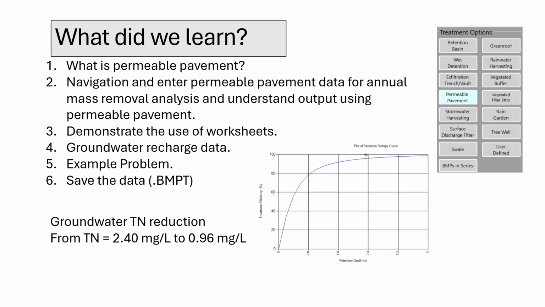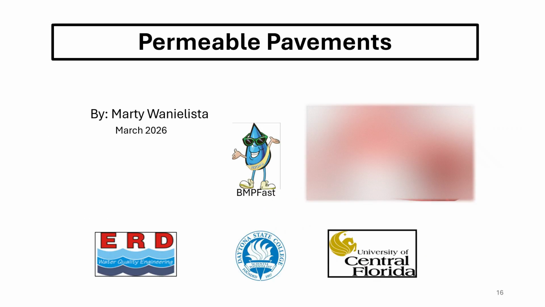We also discussed how to save this data using the BMPT file format. Finally, we also explored the discovery option to understand the marginal change in average annual removal. This concludes our module on permeable pavements, presented here by Marty Evangelista as part of the BMPFast series.